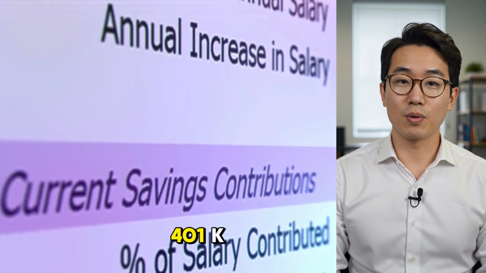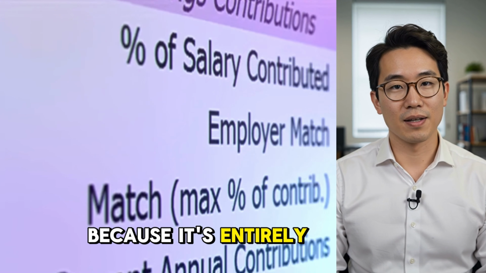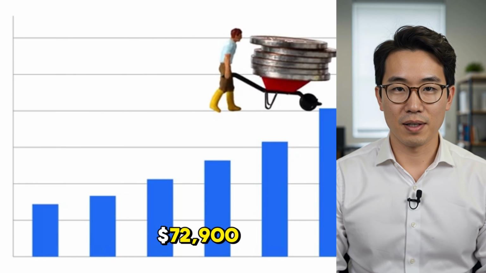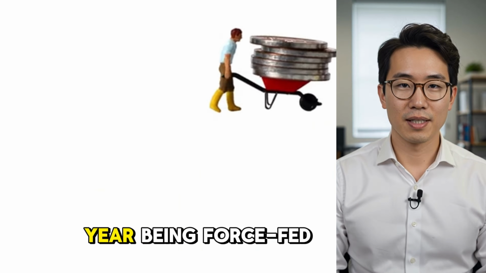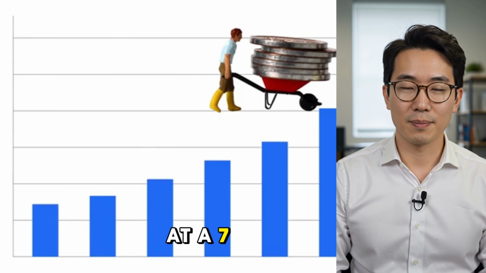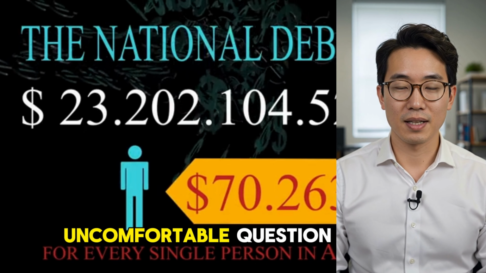American Sam might get a 401k match of 3 to 5%, or he might get nothing because it's entirely optional. So look at Australian Sam again. He takes home about $72,900 and simultaneously has roughly $12,000 a year being force-fed into an investment account. Over 30 years at a 7% return, that alone builds well over $1 million, which raises an uncomfortable question about the whole exercise.